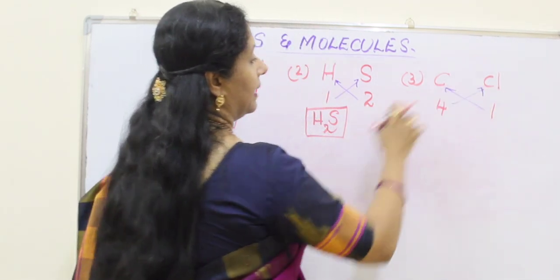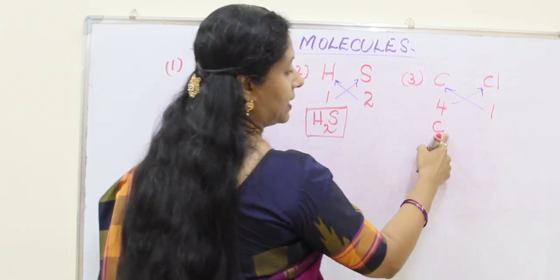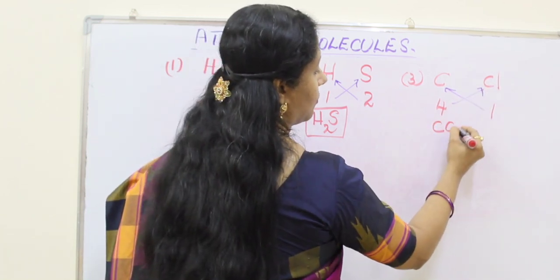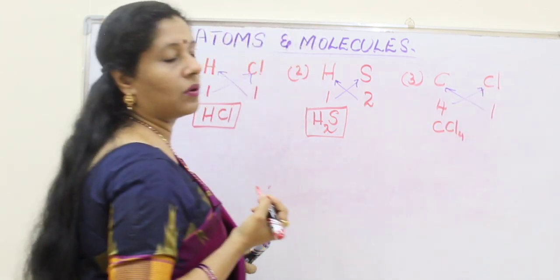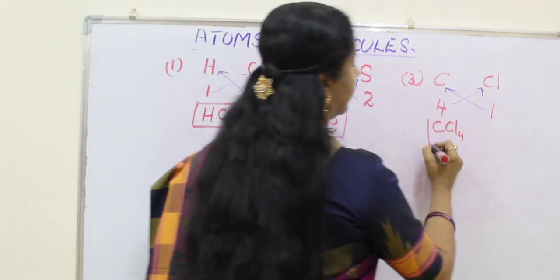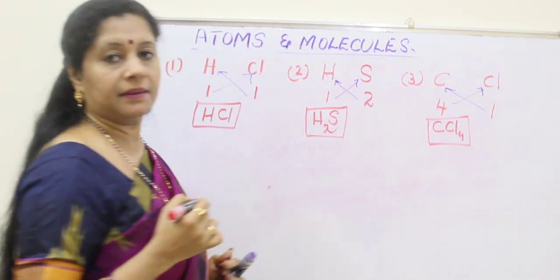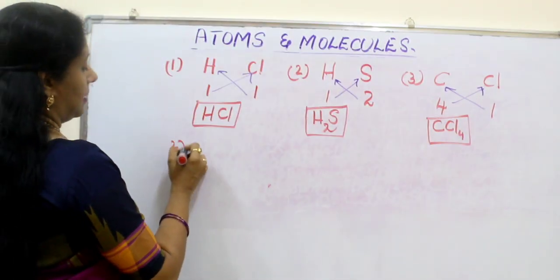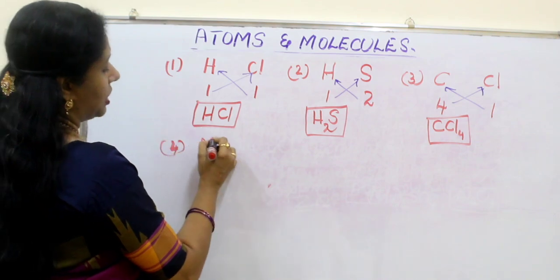So how will we write? C is 1, so no need to write 1 here, but Cl is 4. So CCl4, that is carbon tetrachloride. Next we will write magnesium chloride.